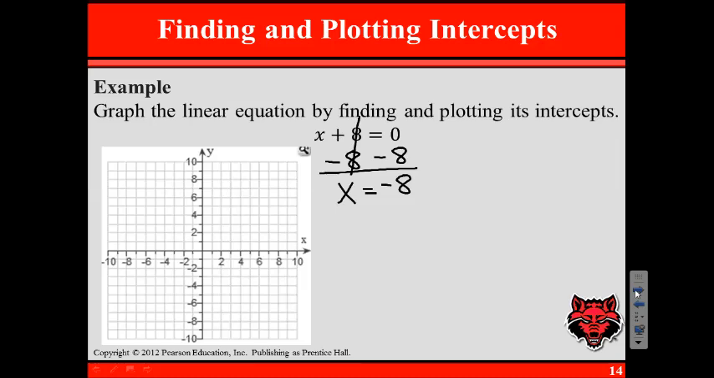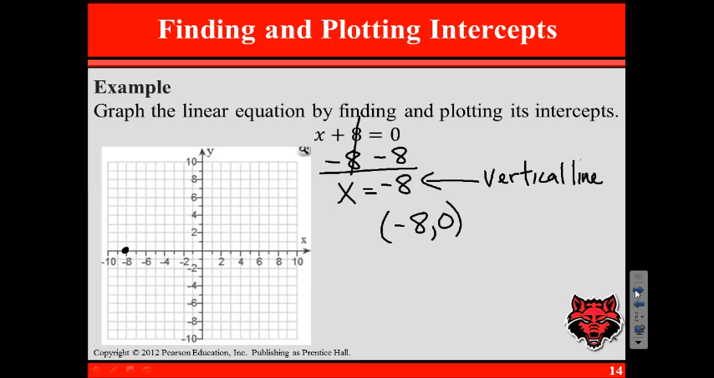Using the information we saw 2 slides ago, anytime x equals a number, this is a vertical line. And vertical lines only have one type of intercept. That is the x-intercept. The x-intercept would be -8, 0. So we go and we plot that point. We go to the left. We find -8, 0. We plot a point.